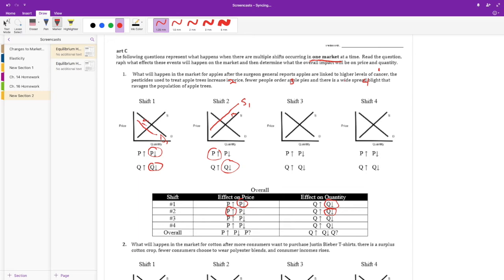Shift 3. Fewer people order apple pie. Well, that'll cause a decrease in demand for apples. Shift to the left. Price goes down, quantity goes down.